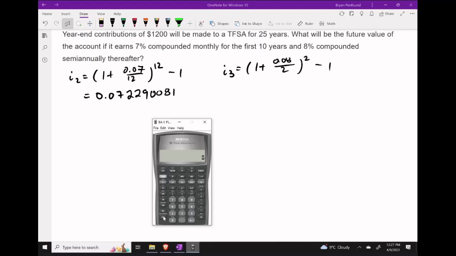Next, we want to calculate that equivalent rate for 8% semi-annually. So beginning with our open bracket, 1 plus 0.08, and divide that by 2, raise this to the power of 2, and then subtract 1. So let's store this inside of number 8 so that we can recall it later.